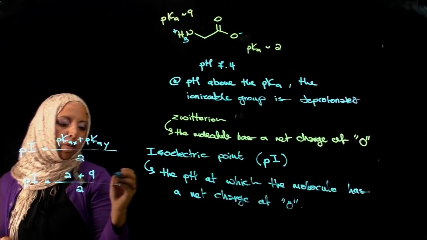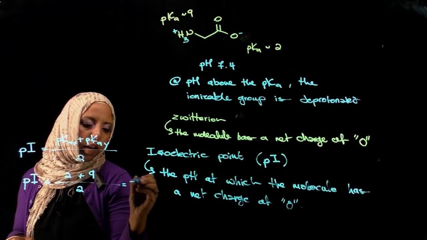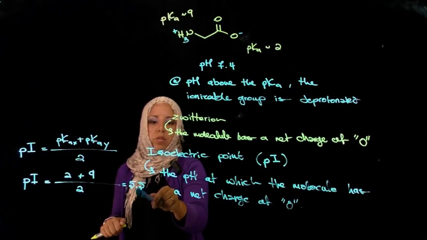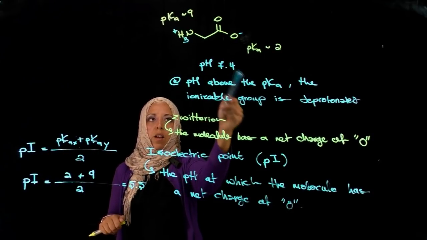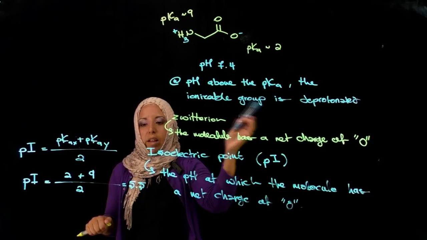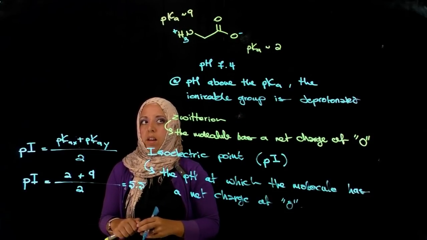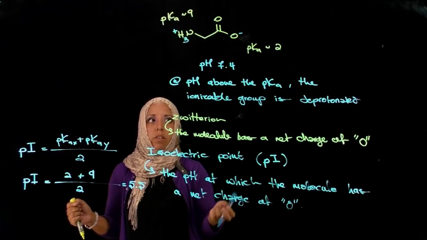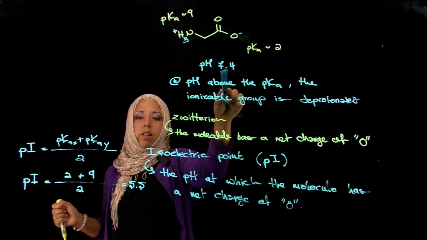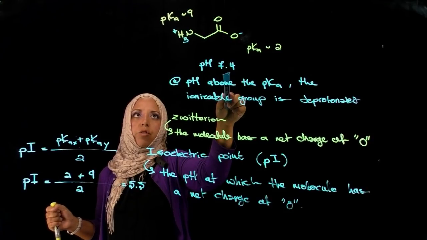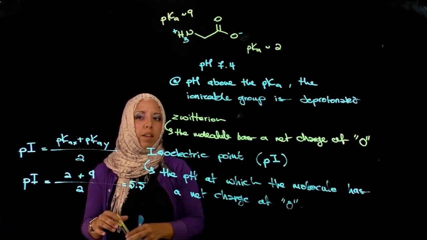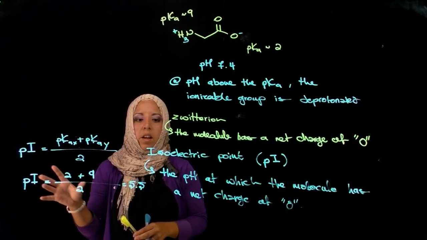11 over 2 is about 5.5 in this case, right? So when the pH is 5.5, if we only have glycine in solution, glycine would have a net charge of 0. If you're at a pH of 7.4, glycine would still have a net charge of 0, right? Up until you reach a pH of about the pKa of glycine, right?